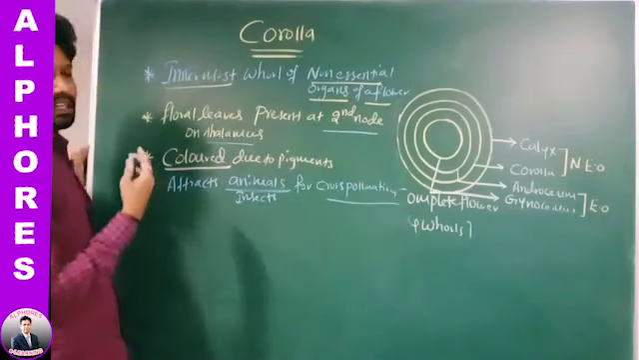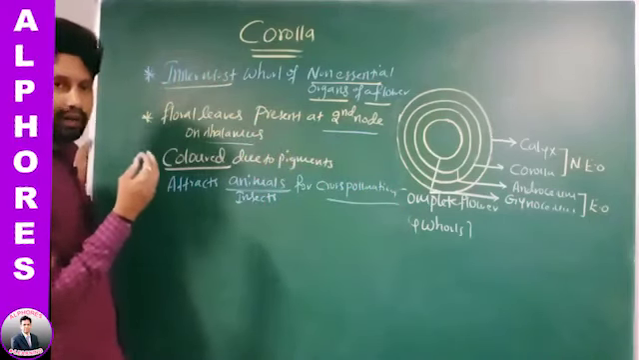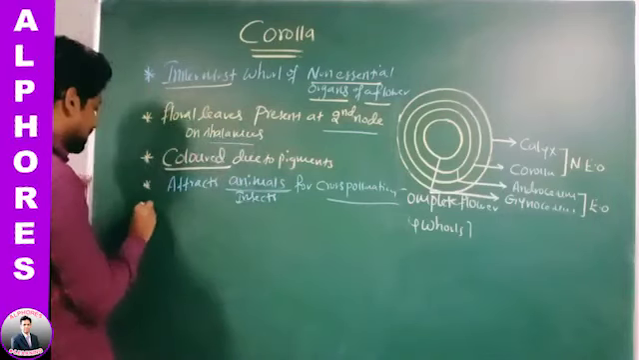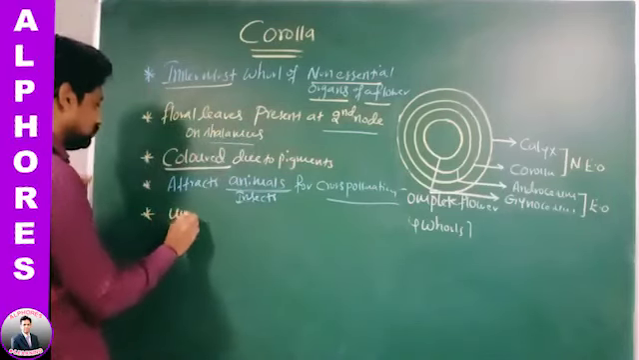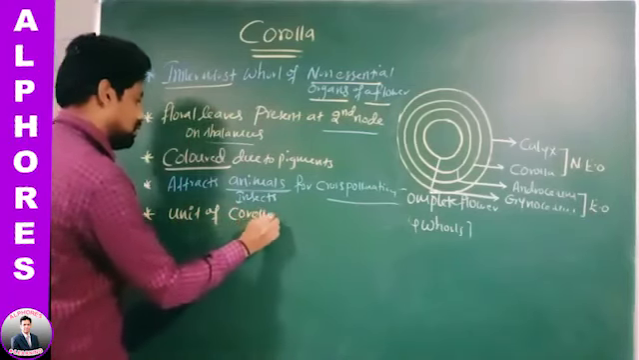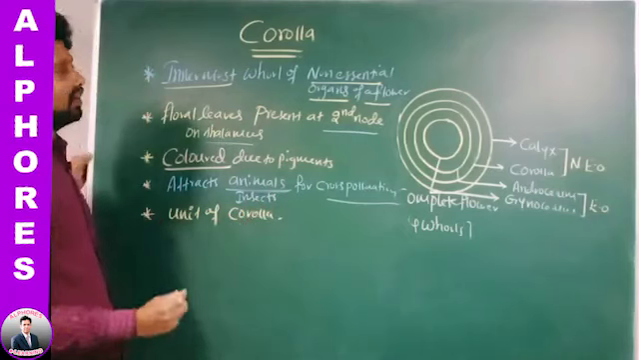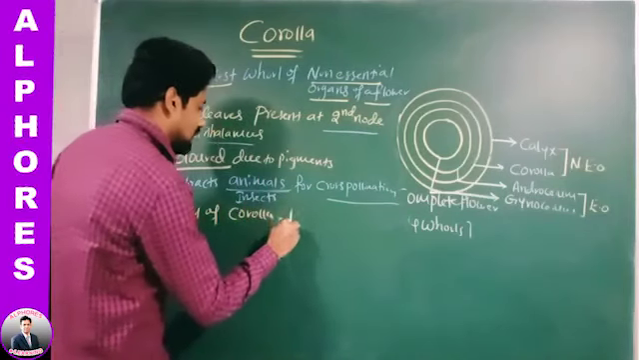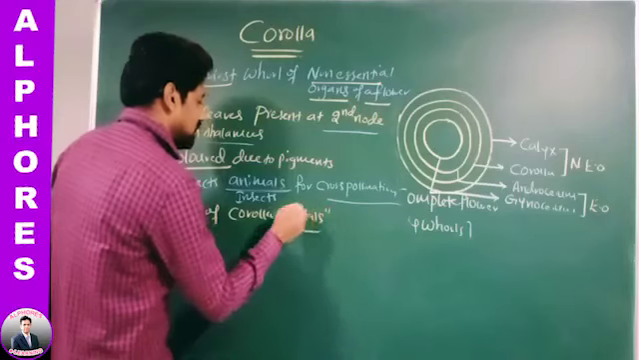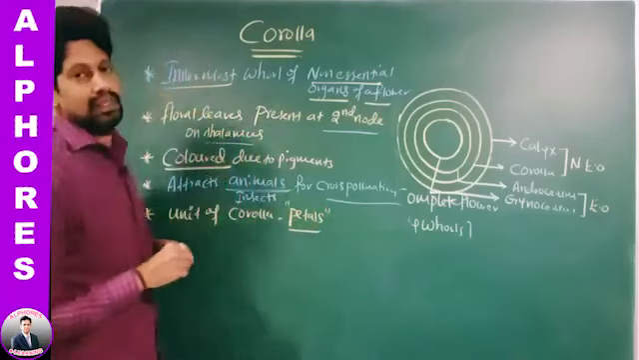This corolla is made up of petals. Therefore, the unit of corolla is petals.